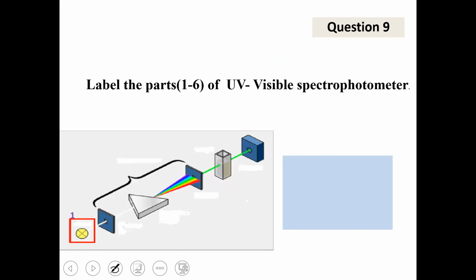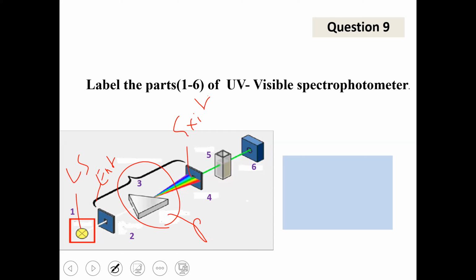And of course, you should also know to label the components, the parts where they exactly lie. You should know that the first component is the source, followed by 2 slits, the entrance as well as the exit slit. In between the entrance and exit slit, you have a wavelength selector. Here it is represented as a prism. So this is the light source, this is the entrance slit, this is the prism, this is the exit slit, this is the sample holder, and this is the detector.